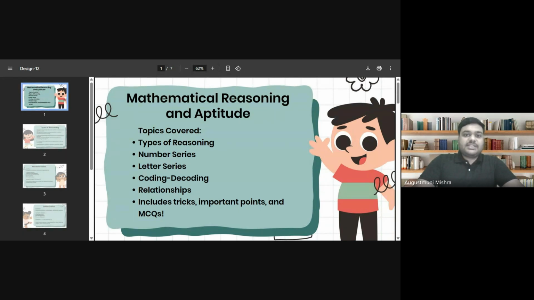In our mathematical reasoning and aptitude session, we are going to discuss the types of reasoning, number series, letter series, coding, decoding, relationships, and all. Starting with the types of reasoning, I will share another PDF through which we'll understand the different concepts of reasoning. Then we'll move to the solution of the mathematical questions. For example, I'm going to discuss some of the patterns of questions that are coming in your exams. Then in the coming sessions, we'll solve the question papers also.